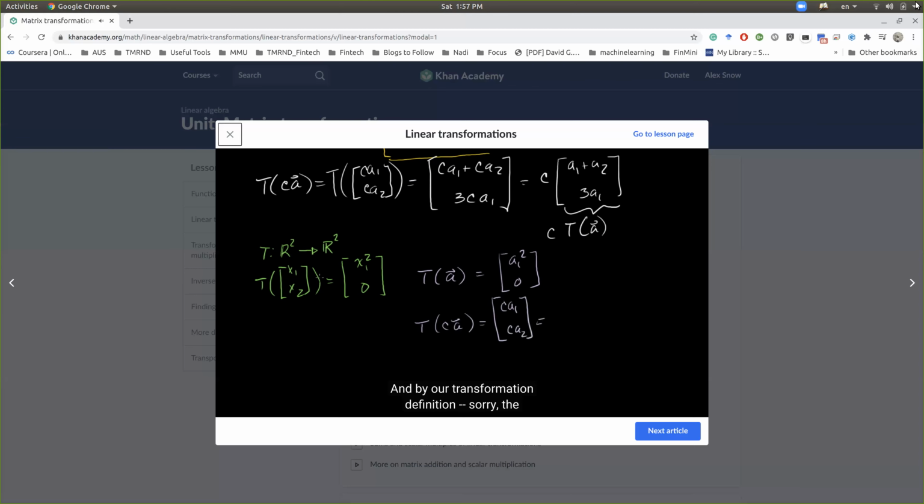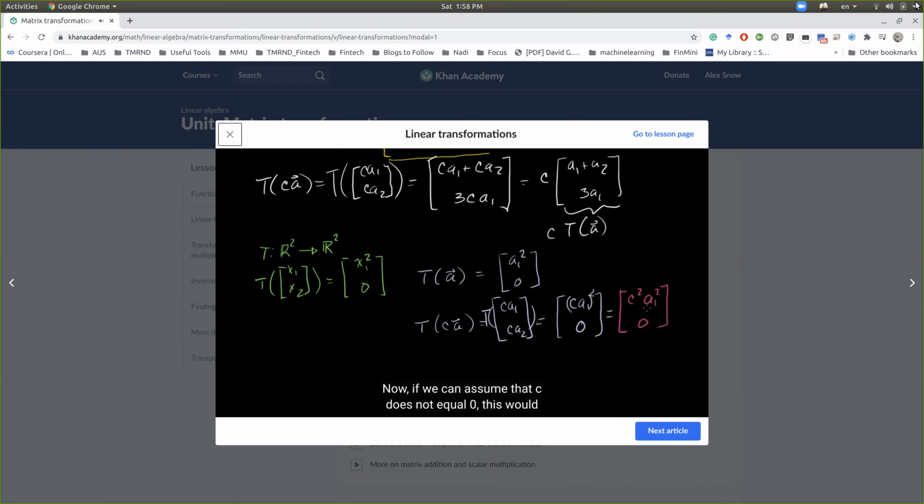And by our transformation definition, if I take the transformation of C times this thing right here, because I'm taking the transformation on both sides, this will be equal to a new vector in our codomain, where the first term is the first term of our input squared. So it's CA1 squared, and the second term is 0. And what is this equal to? This is equal to C squared A1 squared, and 0.